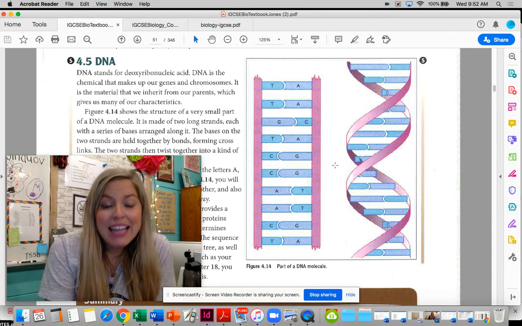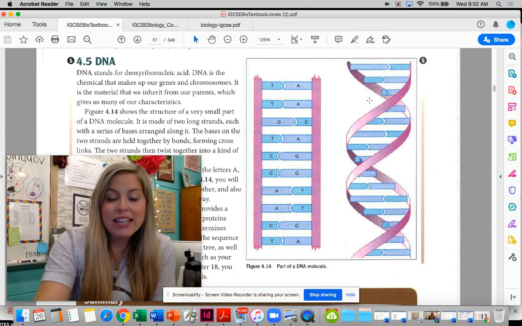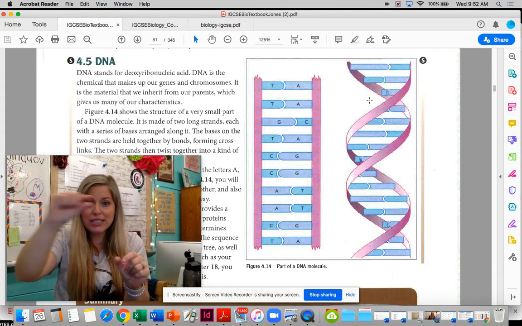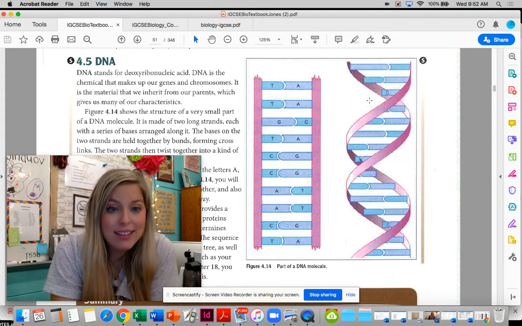Now with DNA, you can see that the shape that we call this is a double helix. So it's almost like a ladder that has two sides with rungs in the middle, and then it's twisted. So we call that shape a double helix.